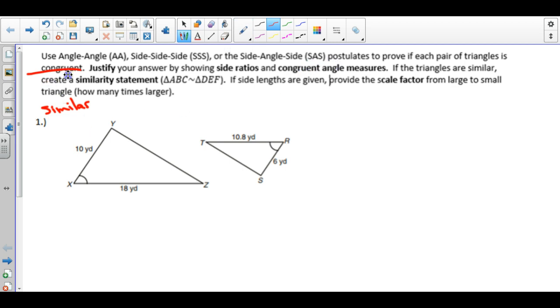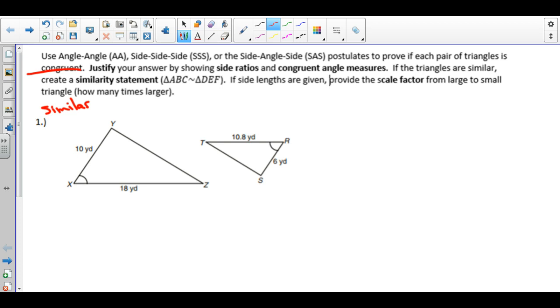If they are similar, what I want to do is create a similarity statement, which says, like in this case, we would say triangle XYZ is similar to triangle RST. And if the side lengths are given, which a couple of them are in this case, what we'll do is provide the scale factor from the large to the small triangle. So that just tells us how many times larger the larger one is than the small one.